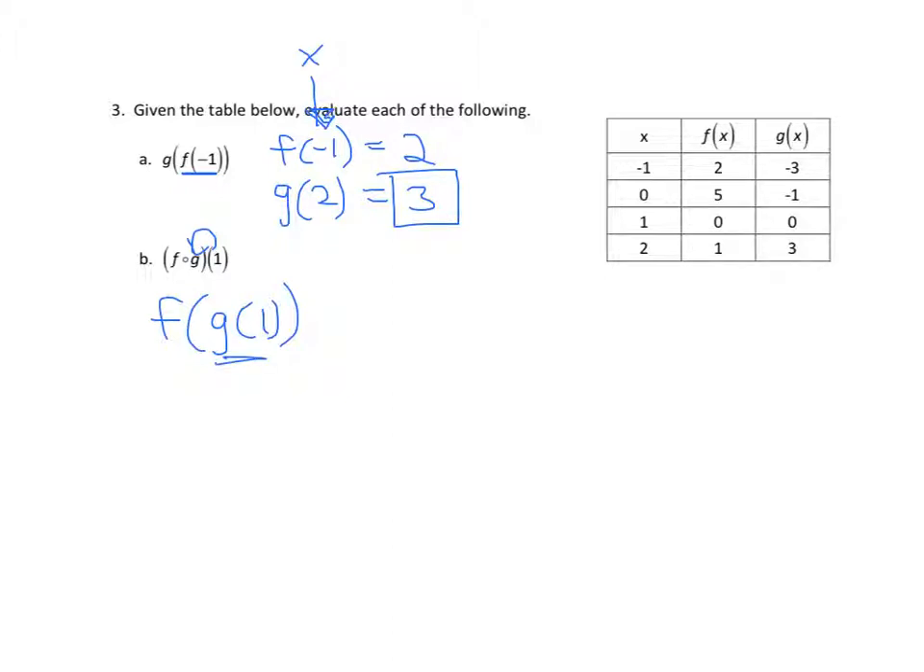So first I'm going to find g of 1. So 1 is my x. I go to my x column and I find 1. And then I go over to my g of x column and find the function value that goes with it. And we get 0.